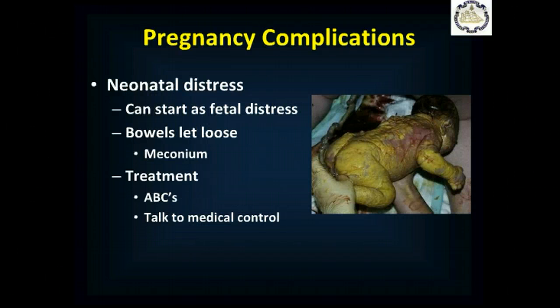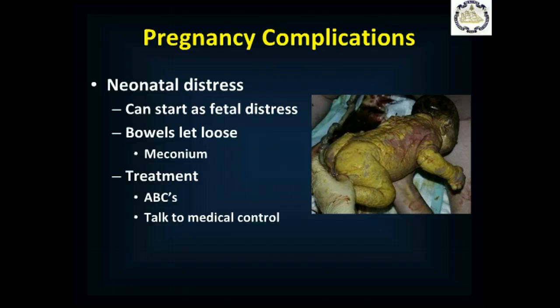If the fetus is under a stressful circumstance, its bowels will let loose. The first stool is called meconium, and it's in the amniotic sac, so the fetus is breathing it in and is covered with this, and that's a sign when you see a green stool-covered baby like this that there was fetal distress, and you can expect that the newborn will also be in distress. So your treatment is maintaining the airway, breathing, and circulation of the fetus, and talk to medical control about what you need to do.